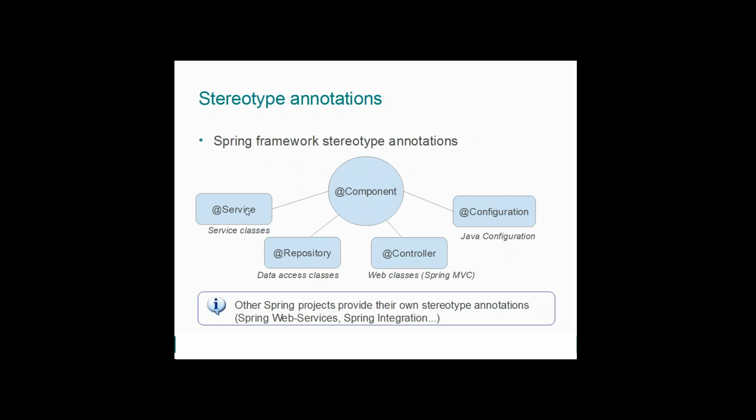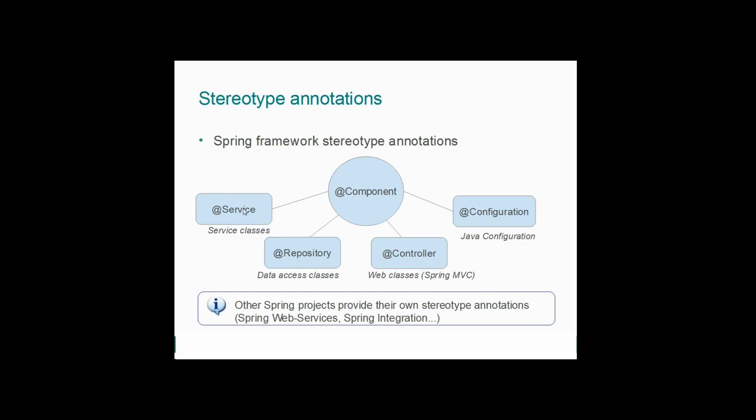Okay. Now Spring has defined several other stereotype annotations. Like for the service classes, I can use the service annotation. For the repository classes, like data access classes, I will use the repository annotation. And at the web layer, I'll use the controller annotation. Okay. For creating a bean, whether you use this stereotype annotation or a component annotation, it is the same. There is no difference. Only thing is, I can identify by using these different stereotype annotations.